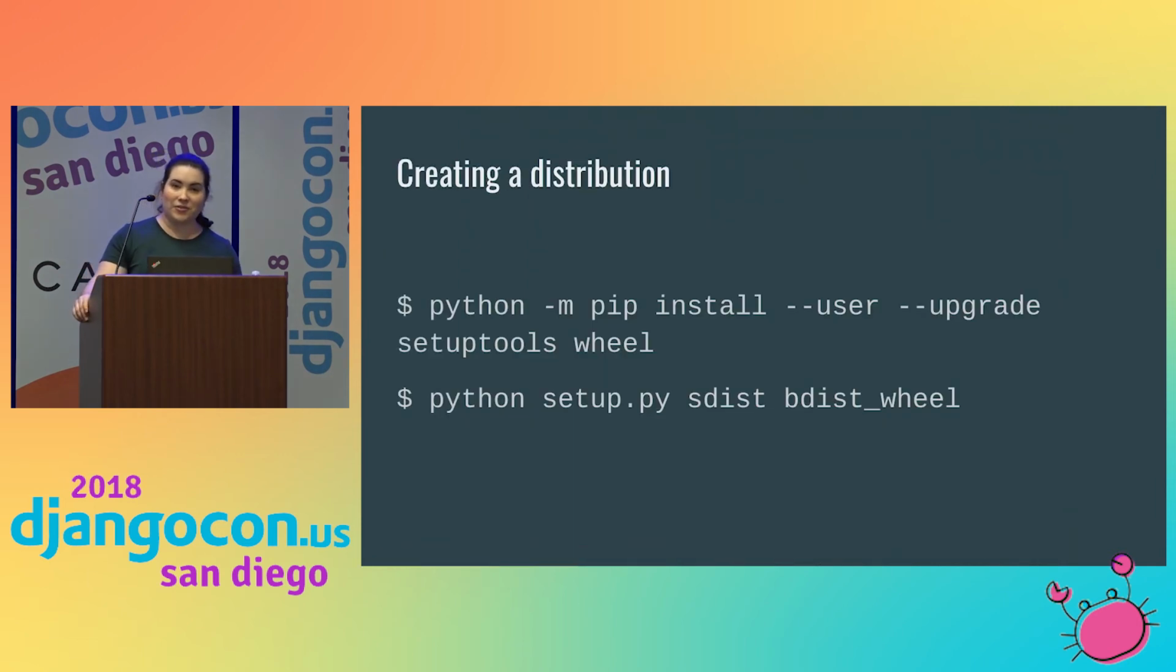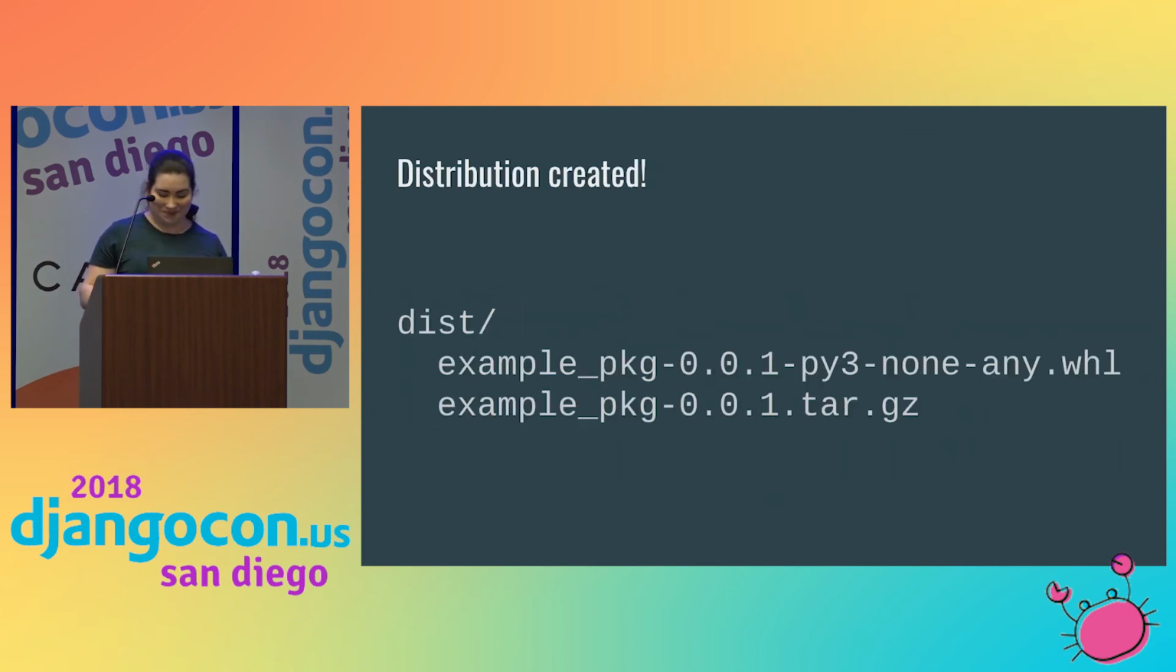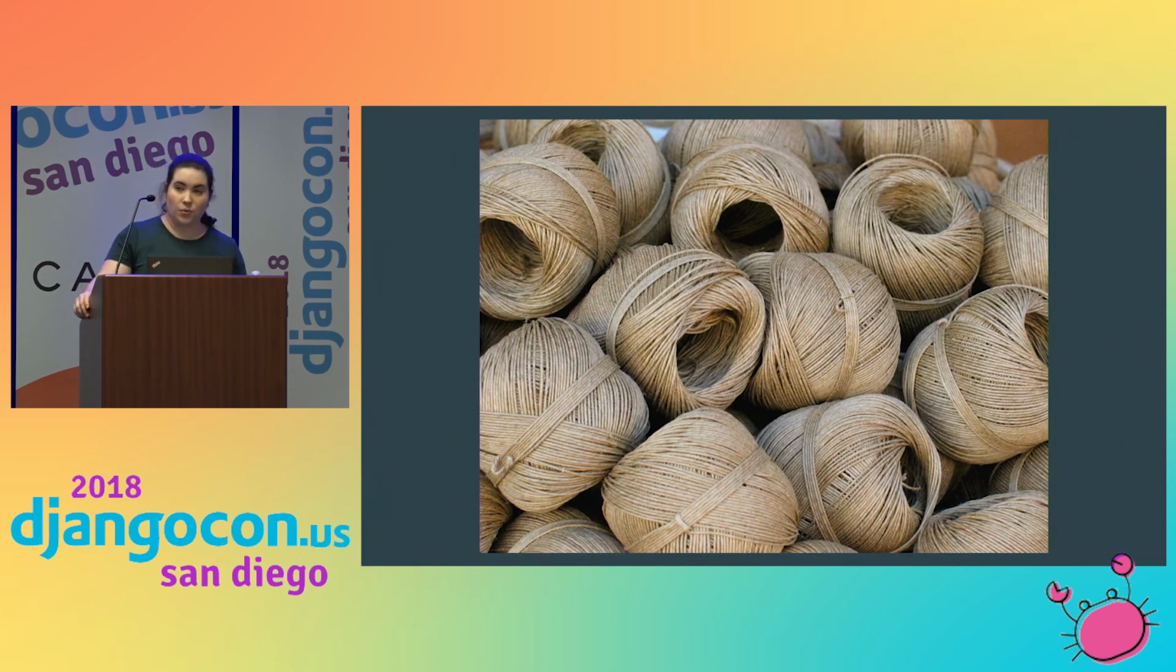So finally, we're ready to create the distribution. Before creating your package, make sure you have the latest versions of Setup Tool and Wheel, and then you can create your source distribution and built distribution all in one shot. So there you go. And you'll see here that the built distribution is what ends in WHL, and the source distribution is the tar file.